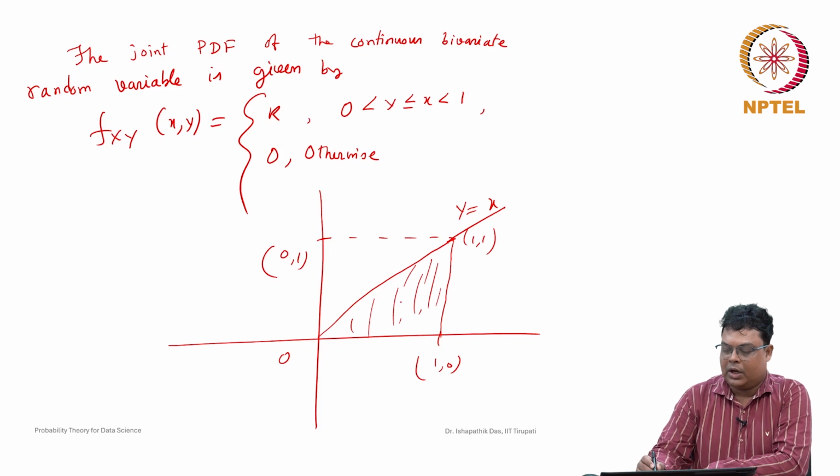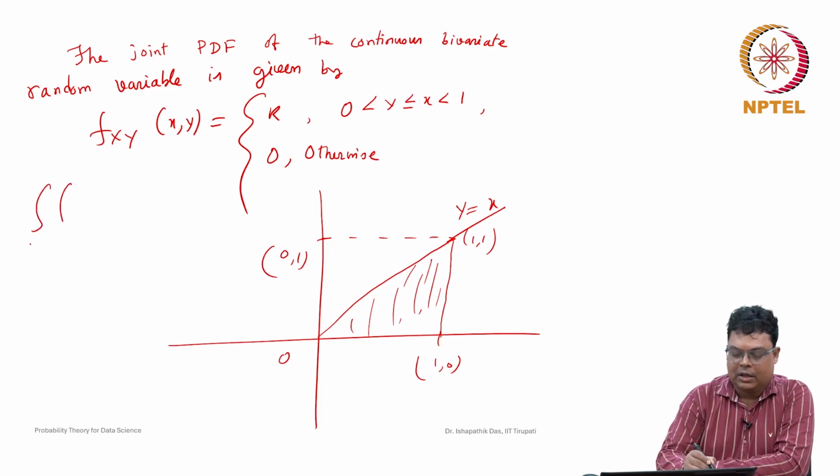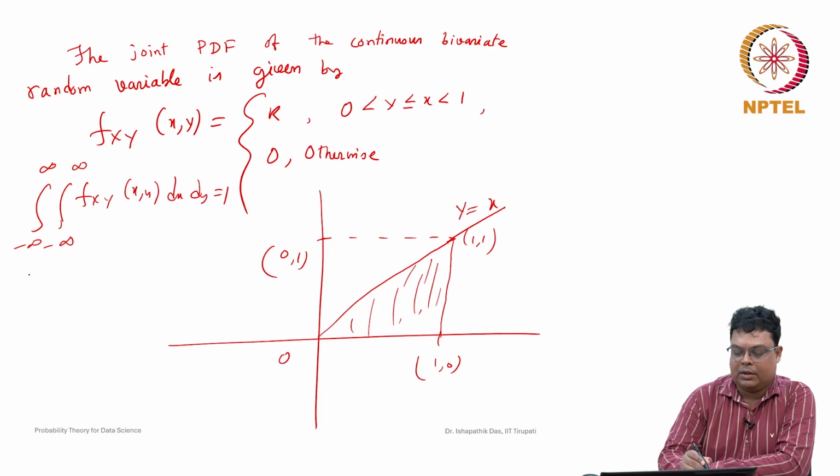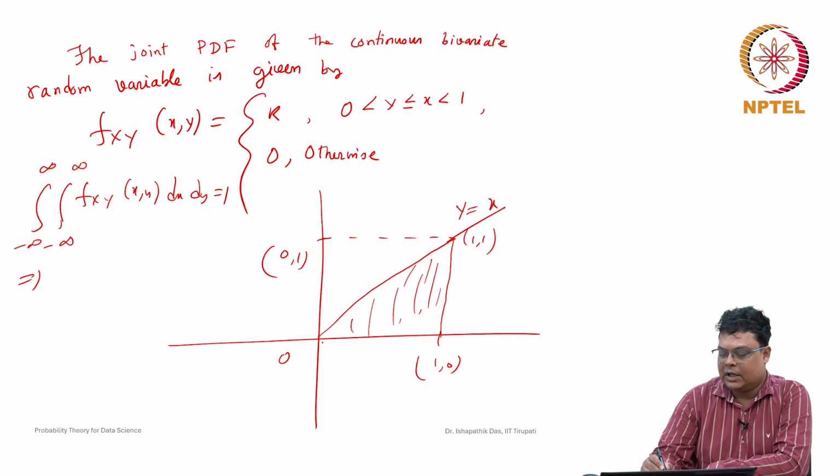Suppose we want the values of k such that the integration from minus infinity to plus infinity of f(x,y) dx dy should be equal to 1. Now if you do this integration, it will be non-zero only in this region, where y goes from 0 to 1 and x for any position. Assuming this integration exists because it is a density function, we can change the order of the integration.